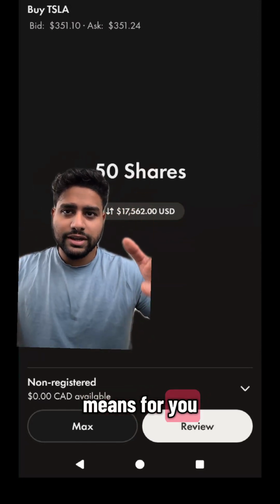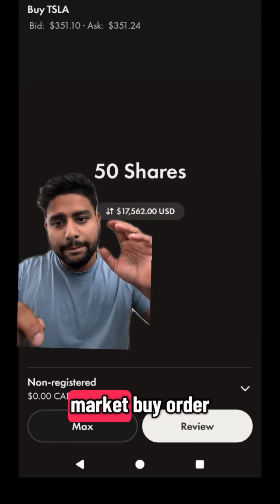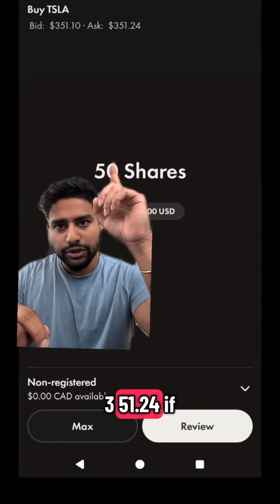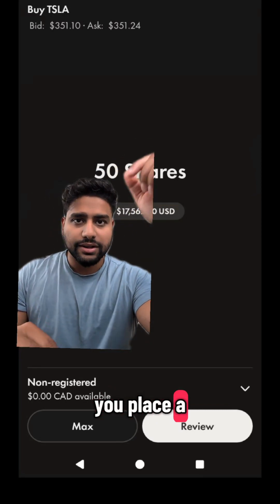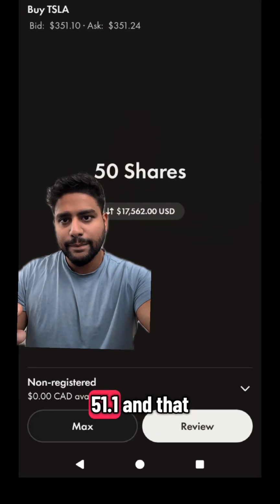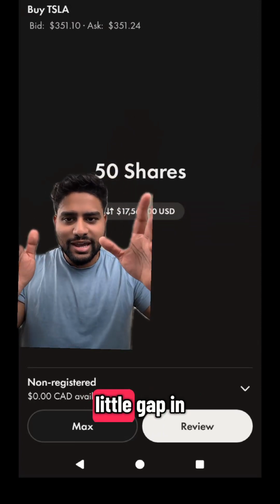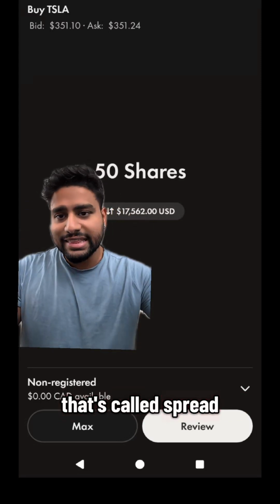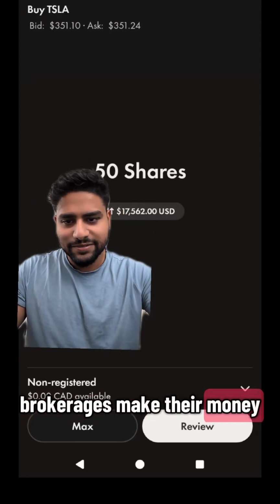So what that means for you is that if you place a market buy order, you'll pay that ask price of 351.24. If you place a market sell order, you'll get that bid price of 351.1. And that little gap in between of 14 cents between the two numbers, that's called the spread. And that's how brokerages make their money.